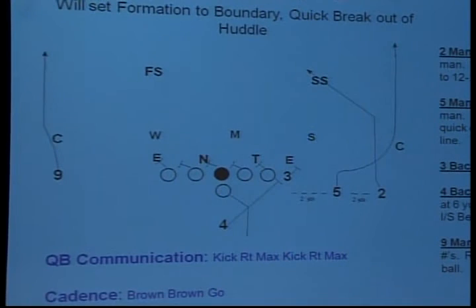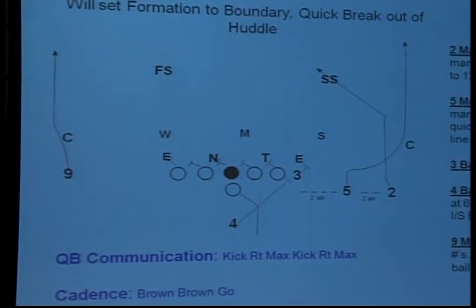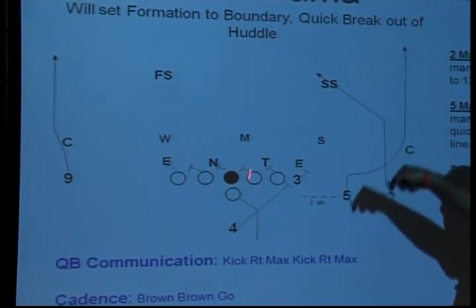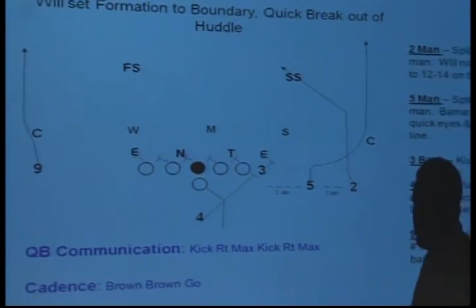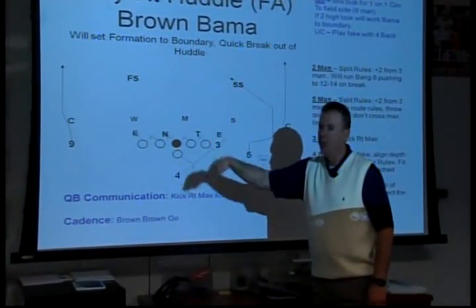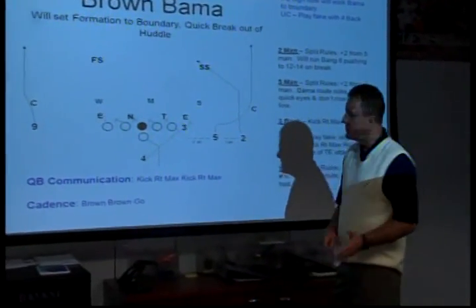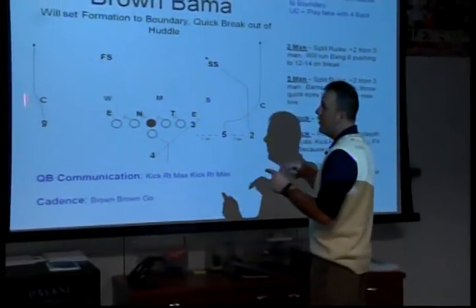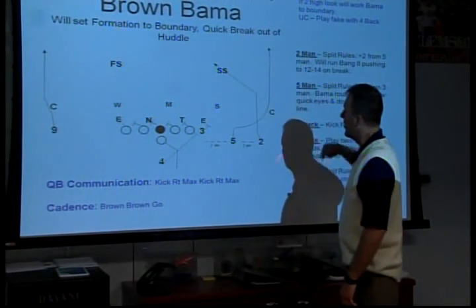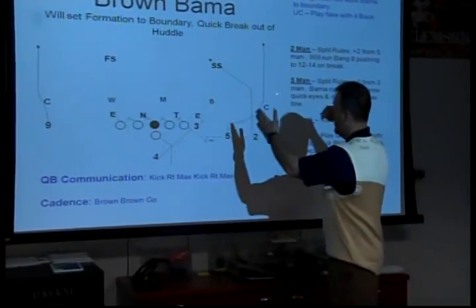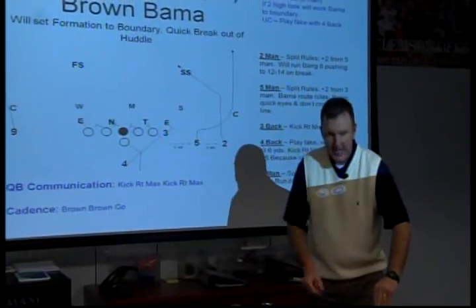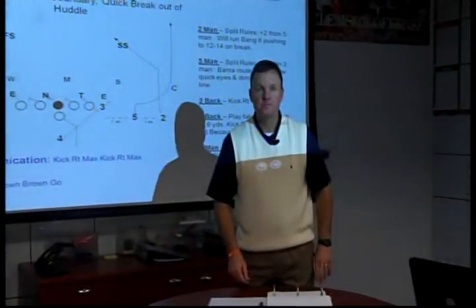9-man, split rules. You're at the top of the numbers. You're running a fade out, expecting the ball. What we're telling our quarterback is this: we're setting this to the boundary. If we get a 1-high look, we're getting 1-on-1. Any 1-on-1 coverage, we're going to take a fade to the field. So the quarterback's rules and progressions are 1-on-1, fade to the field. Cover 2 look or a 2-high look, we're going to work Bama to the boundary. So it's Bama to the boundary in a 2-high, fade to the field in a 1-high. Kick right max protection. Okay, that's it, Henry.